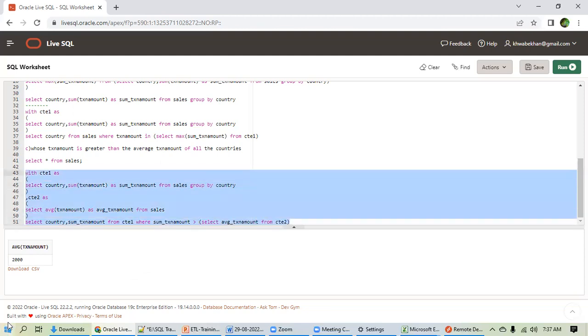So now you will get, say, the average is 2000. You will see all the countries having greater than 2000. UK and India have 3000 and 4000, so they are above average. This kind of analysis is very common for data analysts. They check the location, the sector, the fund, which are performing above average and then below average. Hope it is clear.